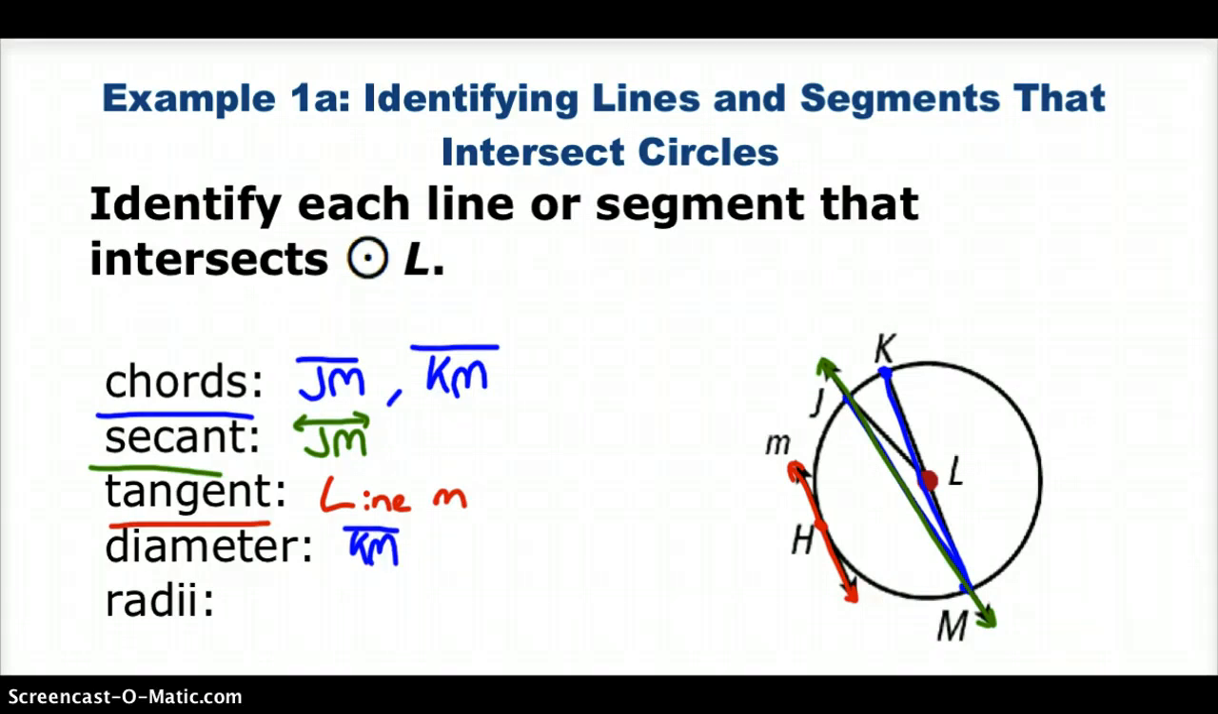And then finally there should be multiple radii that we actually have here. For radii, we want a segment that starts in the center of a circle and goes to the outside of a circle. So we have 1, 2, 3 different radii. Our radii here are going to be segment LK, segment LJ, and segment LM.